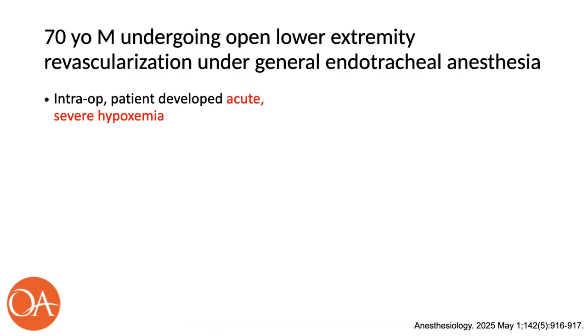The patient is a 70-year-old male undergoing an open lower extremity revascularization. His past medical history is notable for active smoking and peripheral arterial disease. Midway through the operation, the patient develops acute severe hypoxemia, requiring FiO2 to be increased to 1 and manual bag ventilation to maintain O2 sat greater than 90%. On auscultation, his breath sounds are diminished but present bilaterally.